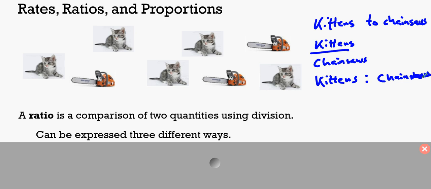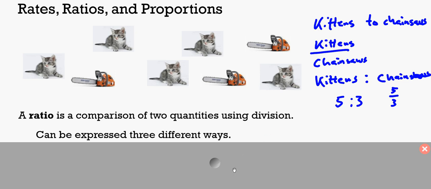Right? So you can write it with the word "to," as a rational number, or with a colon in between. You could also flip-flop. So the ratio of kittens to chainsaws would be 5 to 3, right? Or 5 over 3, or 5:3.